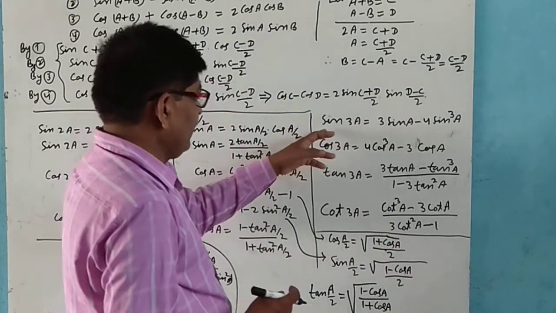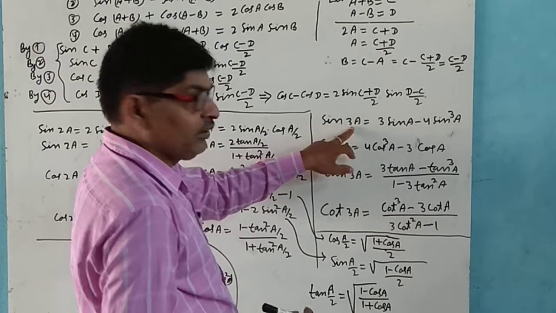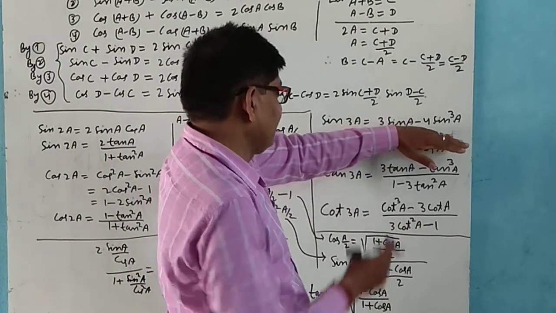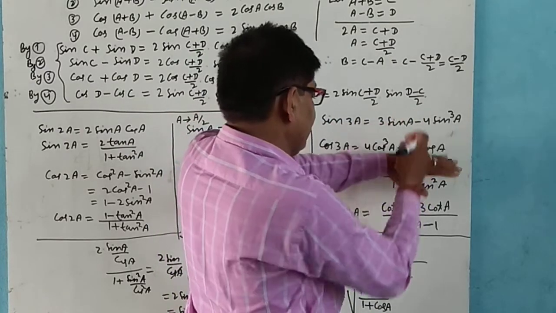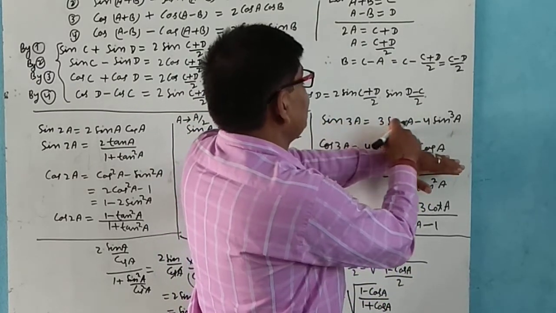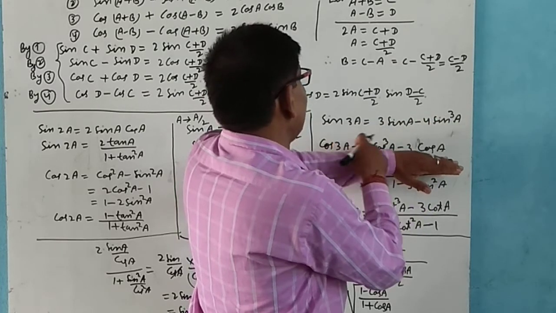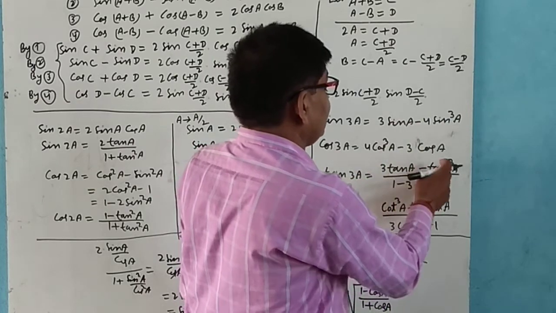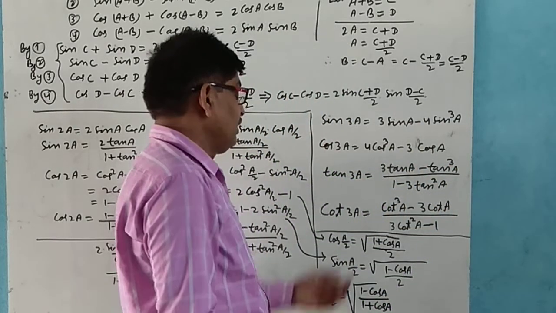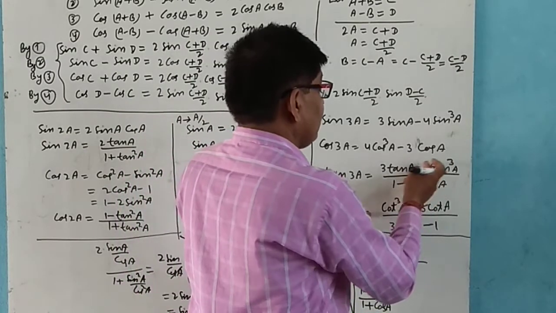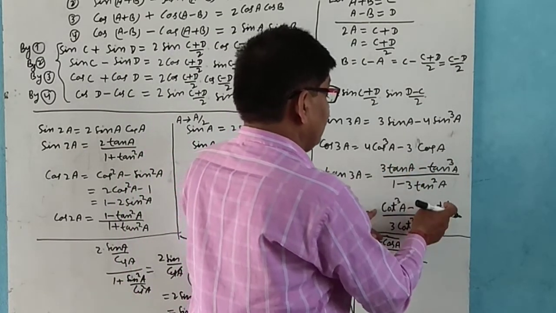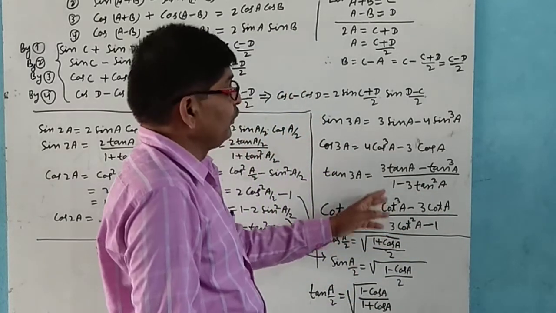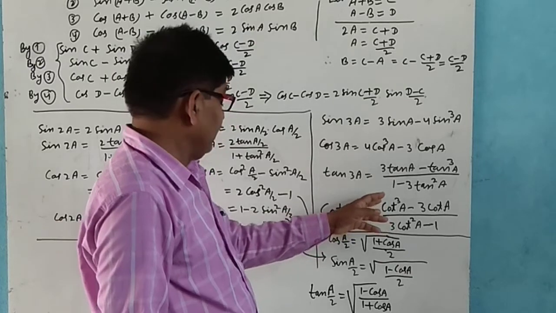Now, triple angle: sin 3a is 3 sin a minus 4 sin cube a, and cos 3a is 4 cos cube a minus 3 cos a. Tan 3a is 3 tan a minus tan cube a divided by 1 minus 3 tan square a. Cot 3a is cot cube a minus 3 cot a divided by 3 cot square a minus 1. With the help of this we remember it.